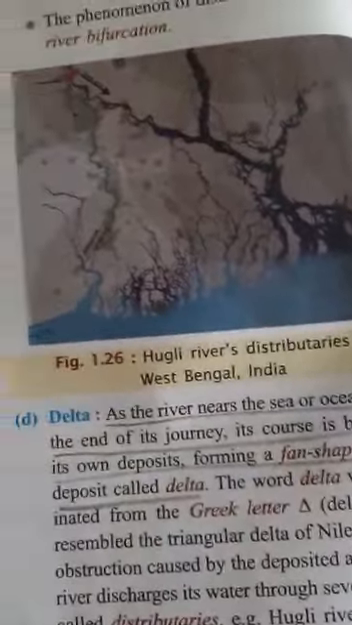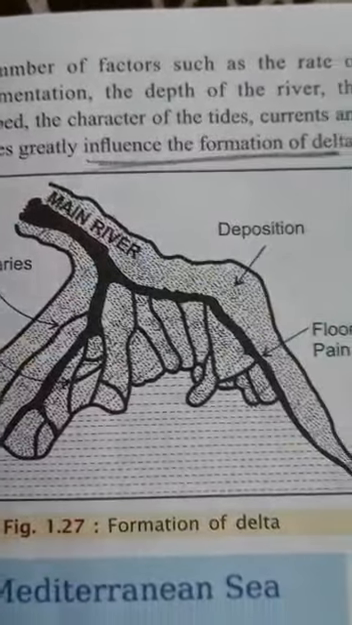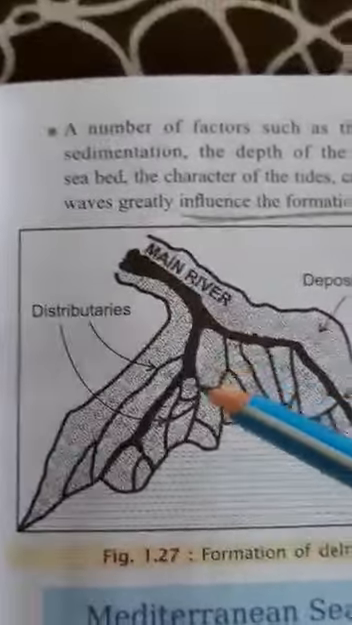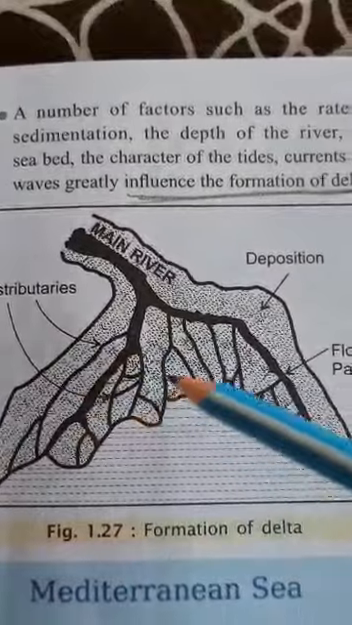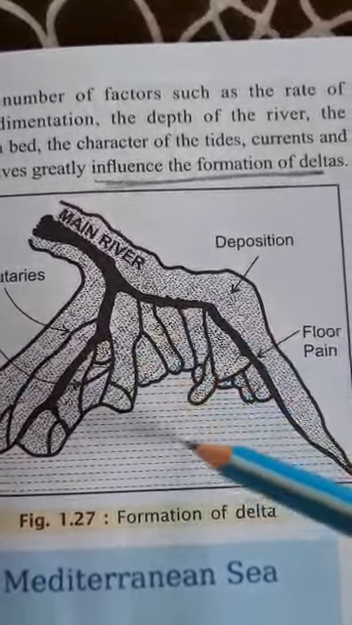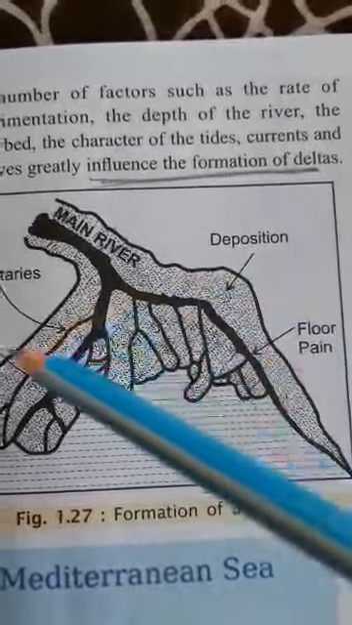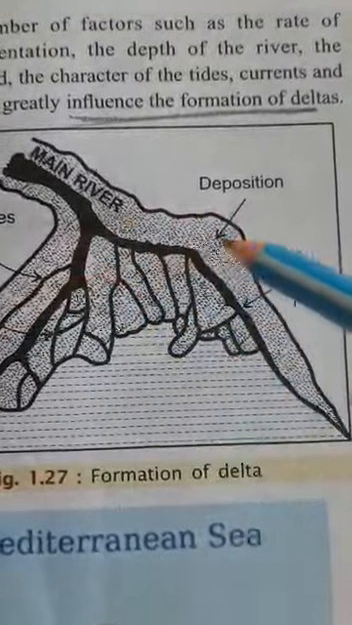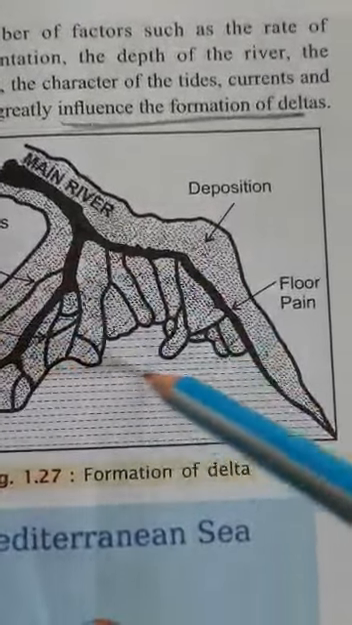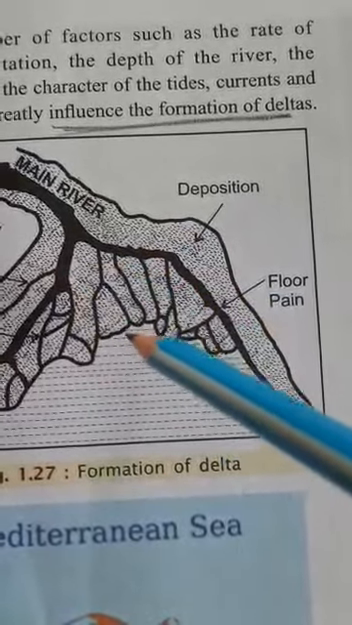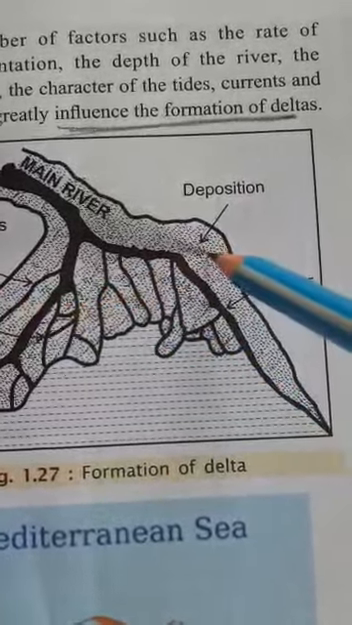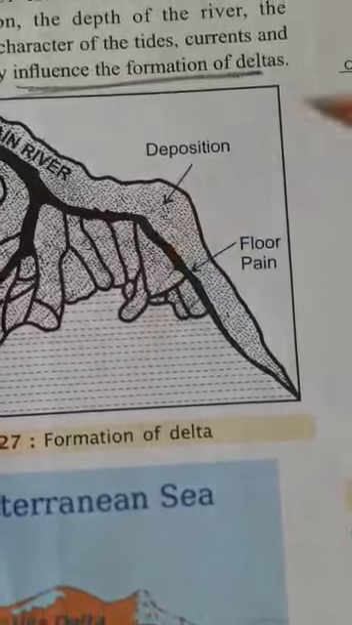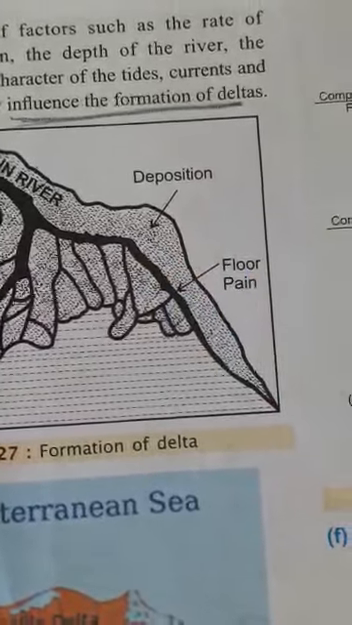Now coming to delta. Now look at this picture. This is the main river. Here, these are the distributaries you can see in this figure, and this is the mouth of the river where it meets the sea or the ocean, and this is the deposition. I told you earlier, these depositions are the alluvium depositions. So this is known as the delta. Deltas is the land near the mouth of the river which is formed of the depositions known as alluvium, which gives fertility to the soil.